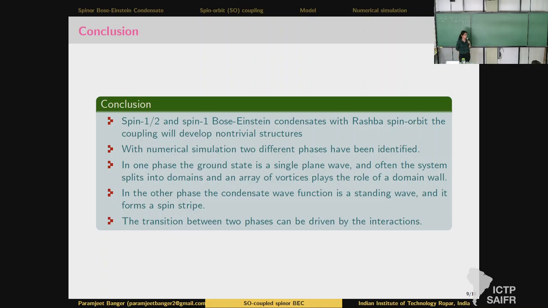You have talked about the multi-component. What about spinor coupling in a single component? For a single component, there would be no spin orbit coupling. This can only be in a multi-component system. At least two components should be there, like spin half, where there would be two components, spin up and down. So for a single component, there would be no spin orbit coupling. Okay, thank you.